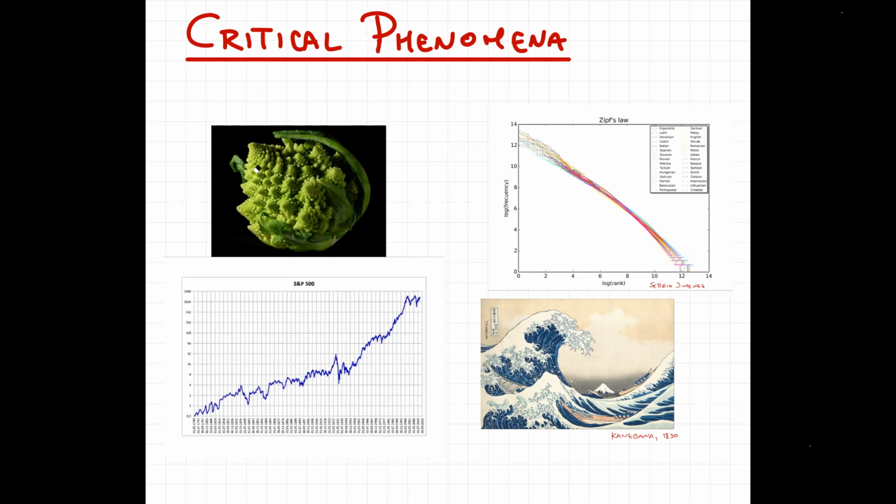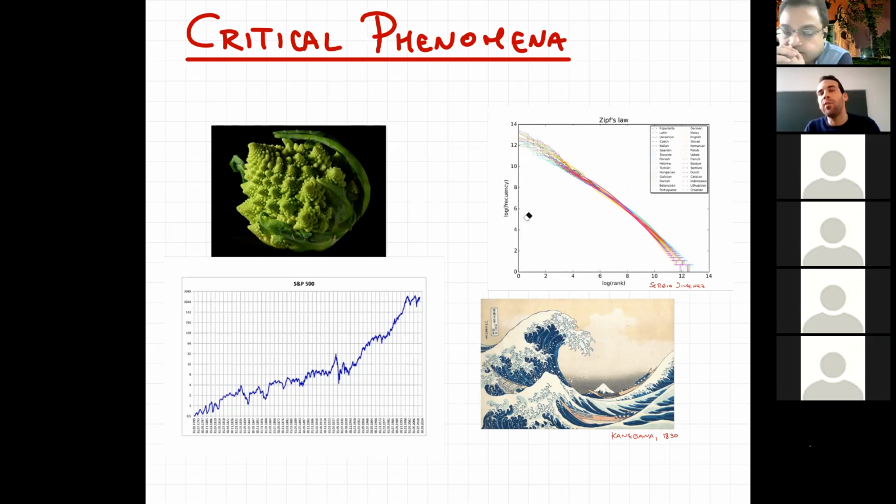You see that this broccoli, when you zoom in, has some structure that's repeating itself. In the S&P 500 as well, this is essentially a random walk, so there are fluctuations on top of fluctuations on top of fluctuations. Same thing for the waves. And Zipf's law, in case you don't know, is basically this: if you look at the frequency of words in a language and you sort them by their rank, then the frequency with which a word appears as a function of its rank, whether it's the one that appears the most or second most, turns out to follow a power law.